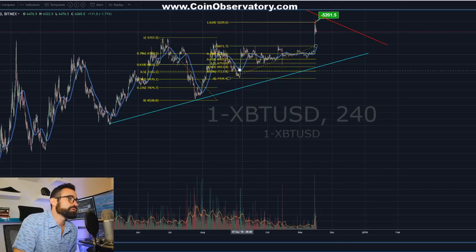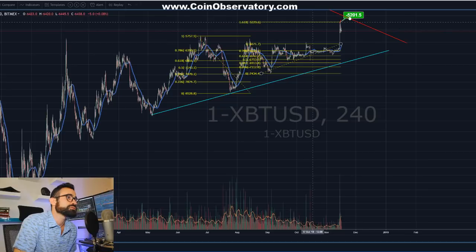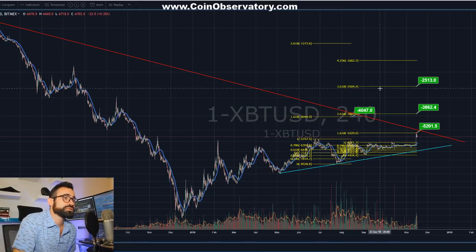If you were to fib this last bullish move up here from swing low to swing high and get an extension, or sorry, a bearish move on the inverse chart, it's just easier to chart this move on an inverse chart. So we do get this target of 5201 as the first extension. And there are lower targets. There's a 4K target, there's a 38 target, there's a 2513 target. So if this thing keeps going to the downside, at some point, net short would be a smart thing to do.